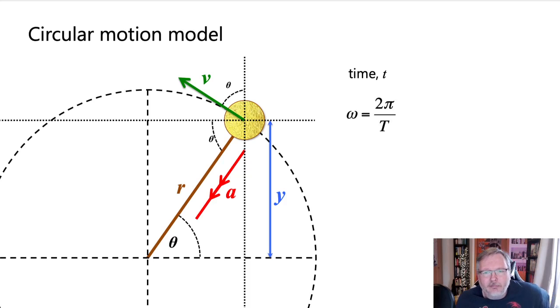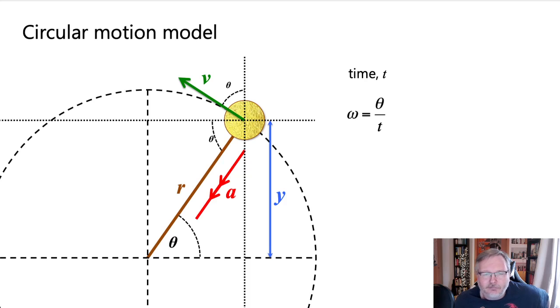But let's start by looking at how the position, or how the value of y, changes with time. Omega equals theta divided by little t, so the angle change divided by the time taken. So theta equals omega t.